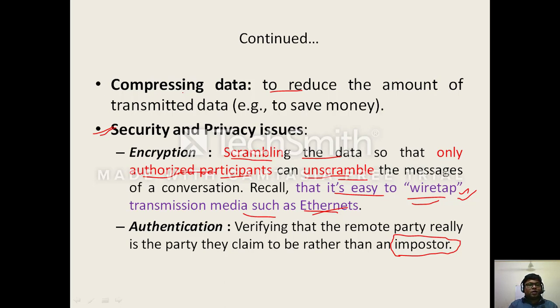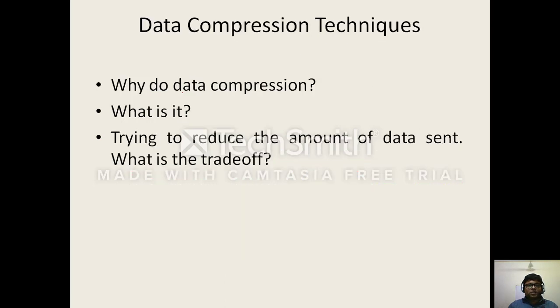Okay. After discussing the different presentation layer issues, now let's focus on the second objective of the lecture, that is the data compression techniques. Here we have three natural questions. Why is data compression needed? What is it?